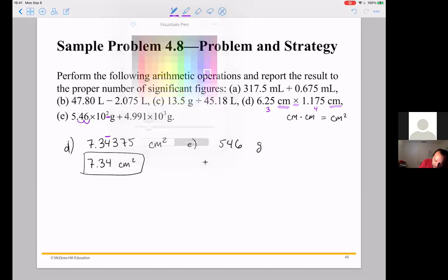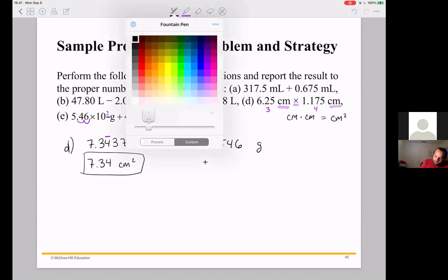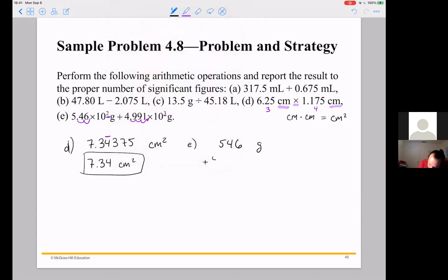Then I'm going to add 4.991 times 10 to the 3. Since this is a 3, I'm going to bounce this decimal place 1, 2, 3 to get it out of scientific notation. So this is 4991 grams.